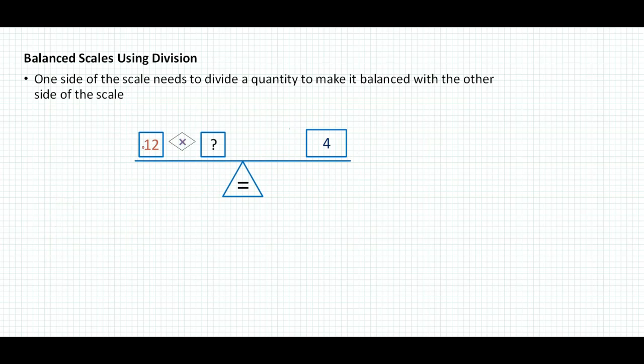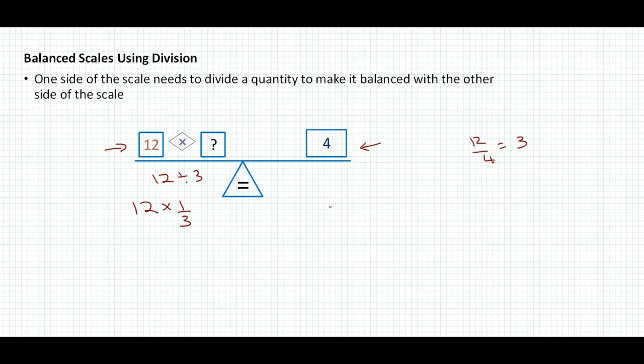Now, when we're looking at division, it means that on one side of the scale you have a larger number and on the other side you have a smaller number, and you have to divide here. Multiplication by a fraction or division, they're about the same thing. So what do I need to do to 12 to keep it balanced with the side that has 4? We have 12 divided by 4 equal to 3. So I can divide 12 by 4, or I can multiply 12 by 1/3.